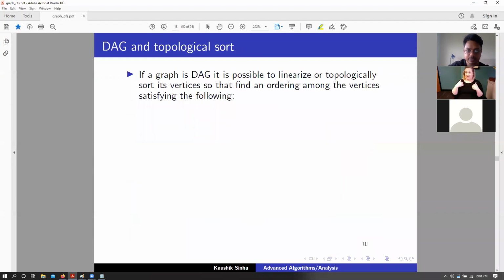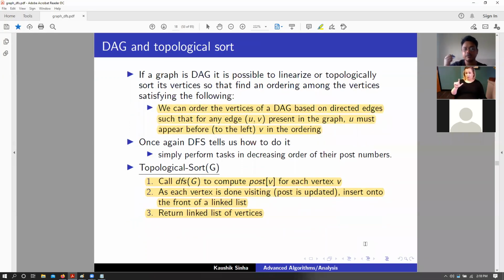So let's look at an example for this. If a graph is an acyclic graph, in that particular scenario, we can linearize the graph so that no child node ever connects back to the parent node. So we can order the vertices of our DAG based on those directed edges. Let's say that we have an edge U and V, where U must always appear before, or basically to the left of V, where an edge would go from U to V, but not ever the other way, right? So in order to do this, we can again use DFS to approach this particular sorting problem.